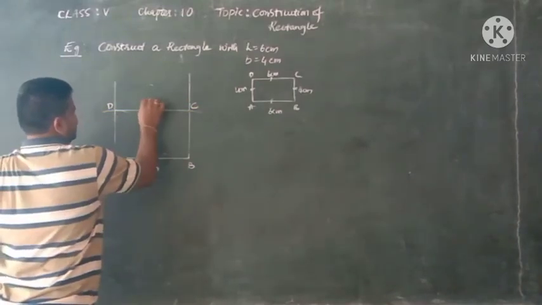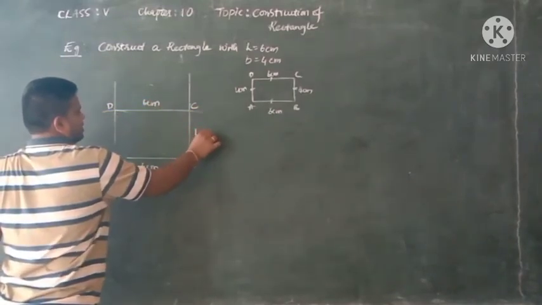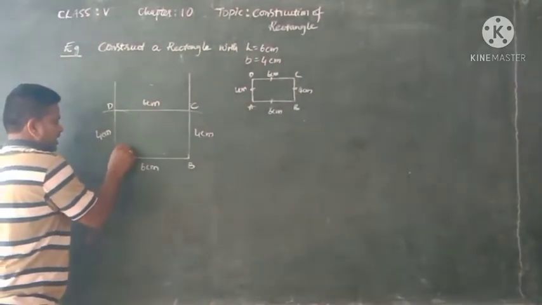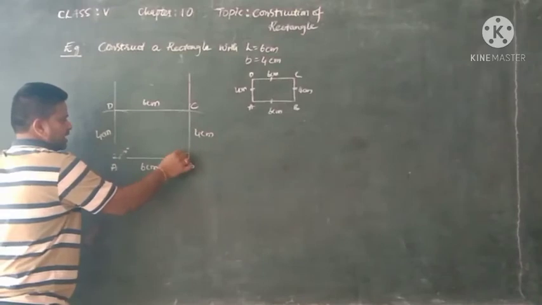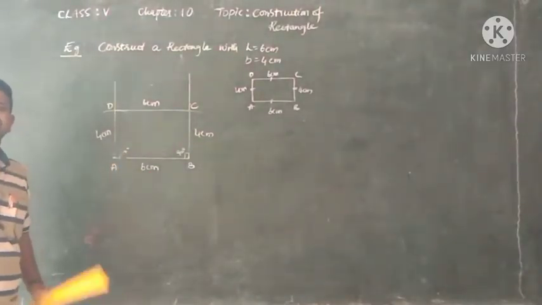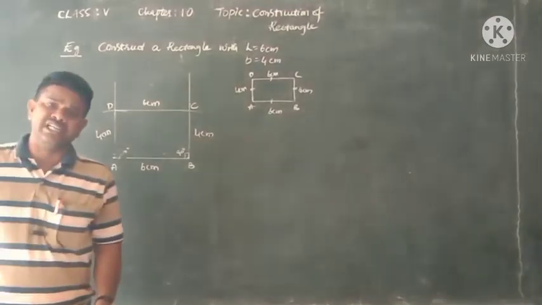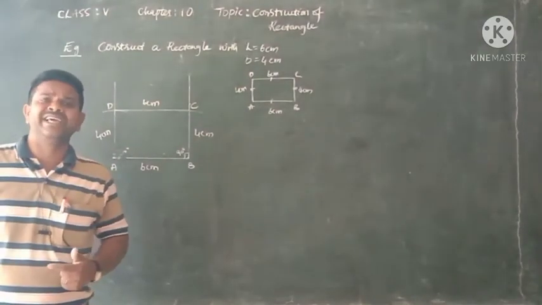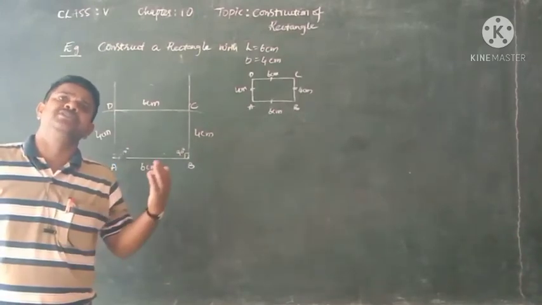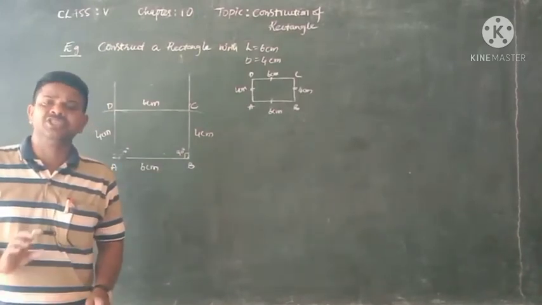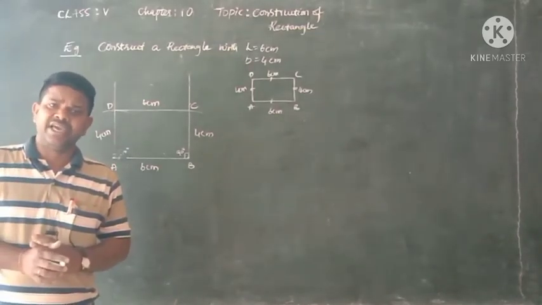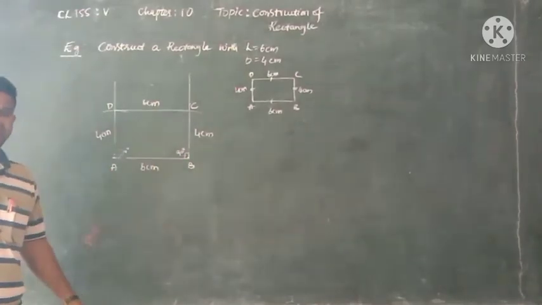This is 6 centimeters, 4 centimeters and 4 centimeters. Here there are 90 degrees, here also there are 90 degrees. So this is our required rectangle. One thing I am telling you: to construct a square, a rectangle, a parallelogram or a trapezium, we need all these tools, and we should have some awareness of angles. So this is the way of constructing a rectangle. Thank you.